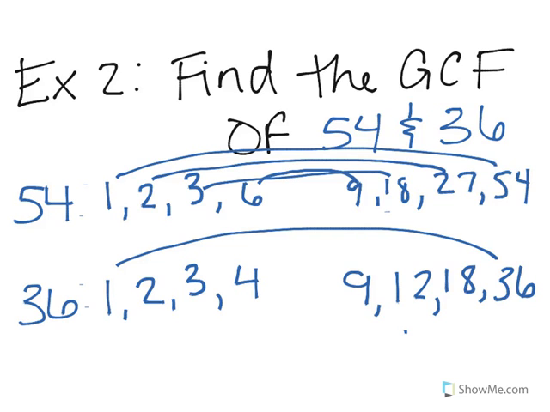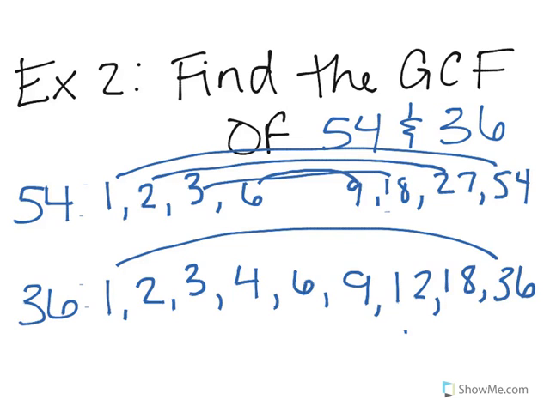I know 5 can't. Can 6 go into 36? Yeah, well, 6 can go into 36 6 times. 6 times 6 is 36. Notice you just have to list the 6 once. You don't have to double that up. And then I know 7 can't. And I know 8 can't. So we're done there.